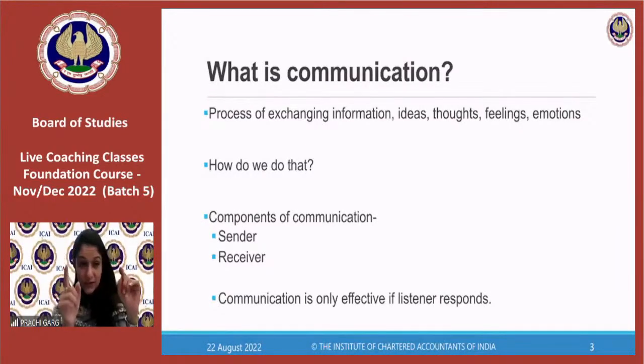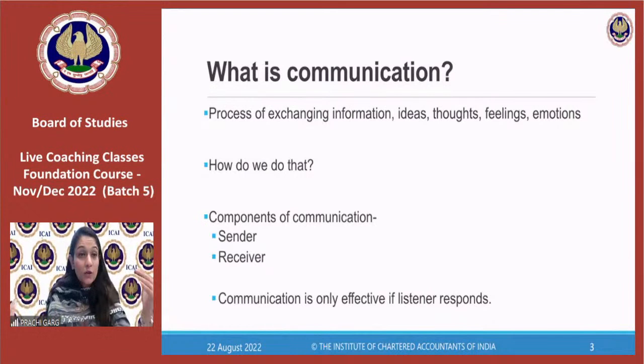Communication is only effective if the listener responds, right? If I am talking and if you all are not responding, then it's not an effective communication. When I ask you questions, you say yes. That is when the communication is completed and it is effective, because you understand what I'm saying, right?